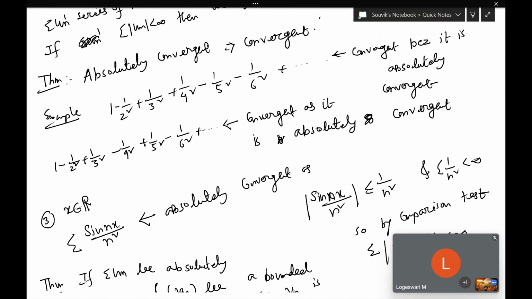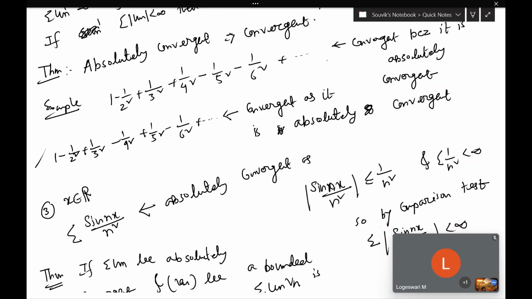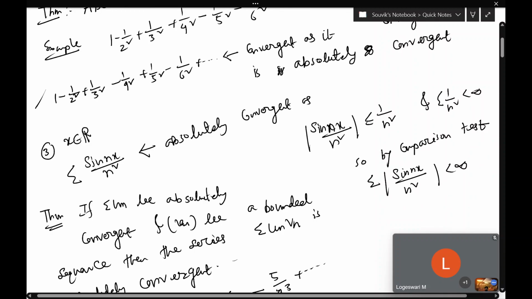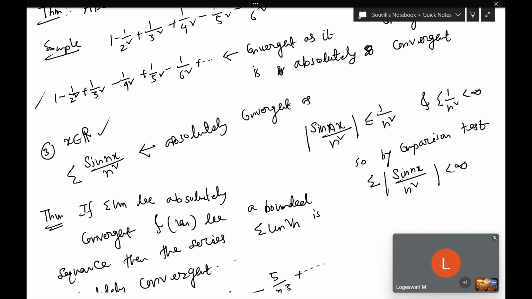So, for example, consider the series 1 minus half square plus 1 third square minus 1 fourth square plus 1 fifth square and so on. This is convergent because it is absolutely convergent. Similarly, the second series is convergent because it is absolutely convergent. Now, for any x belonging to R, consider the series summation sin nx by n square. This is absolutely convergent because mod sin nx by n square is less than or equal to 1 by n square, and summation 1 by n square is finite.